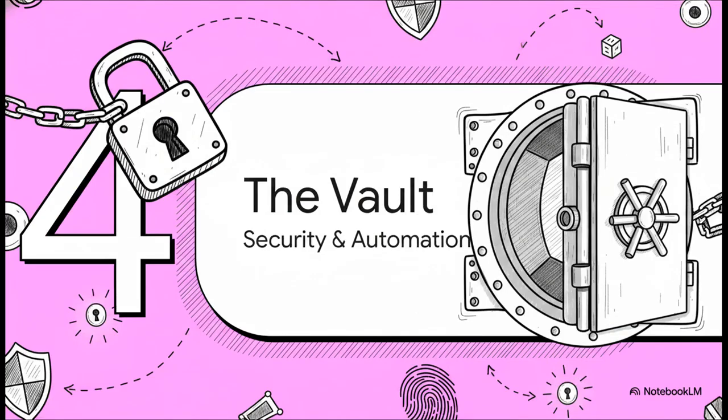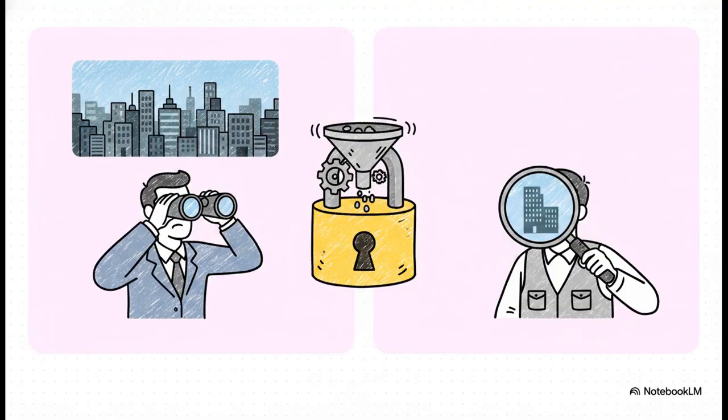We have a beautiful dashboard, but we aren't done yet. Phase 4 is the vault, security and automation. Health code violations and inspector assignments are highly sensitive pieces of information, so we need to ensure that this data is only seen by the right personnel. Let's look at a real-world security challenge here.